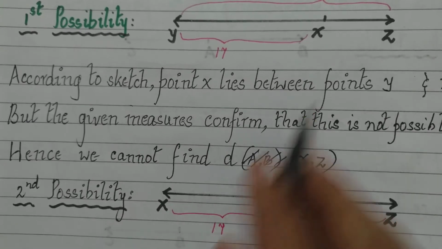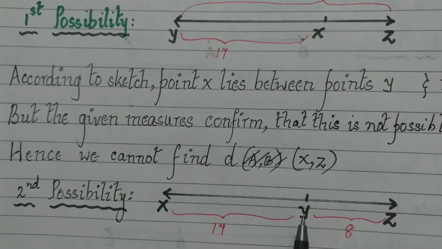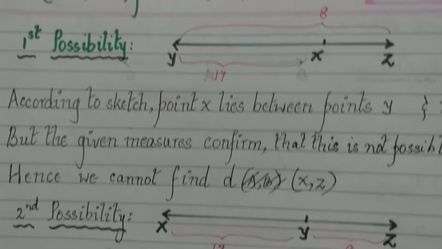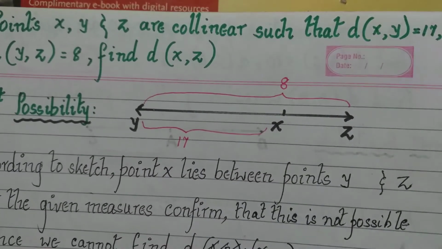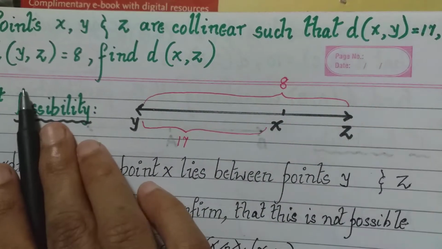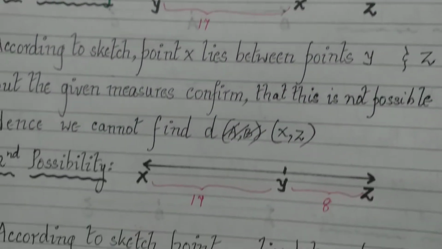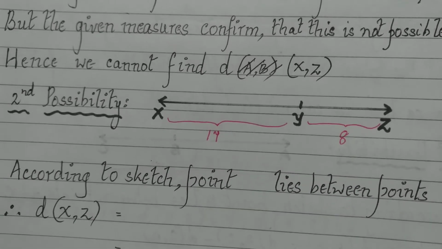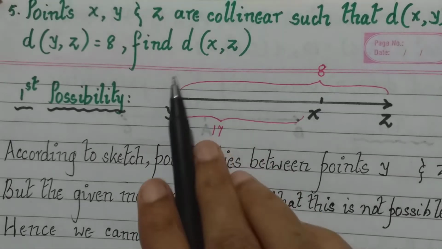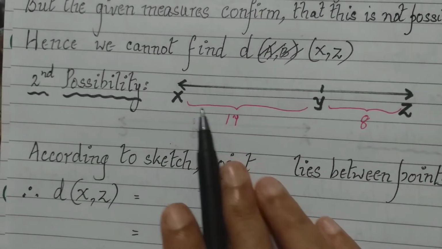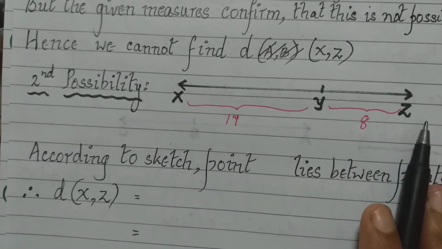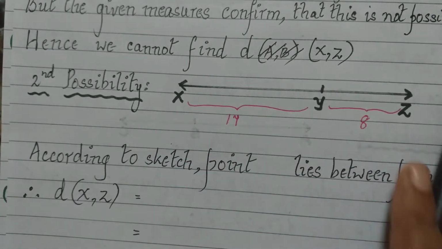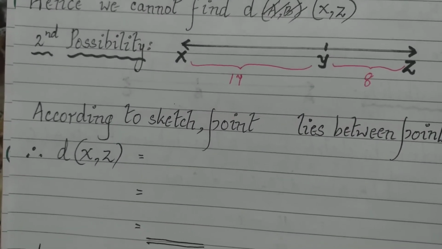Going to the second possibility. Here there was x in between the 2 points. Now we have y. Y lies between the other 2 points, point x and point z. What is given to us about their values? Distance between x and y is 17 and distance between y and z is 8. What have we to find out? The distance between x and z. So look at the figure. This we have to find out, this full distance between x and z. So how can we find out? By adding both these distances, it will give us this full distance, that is the distance between x and z.